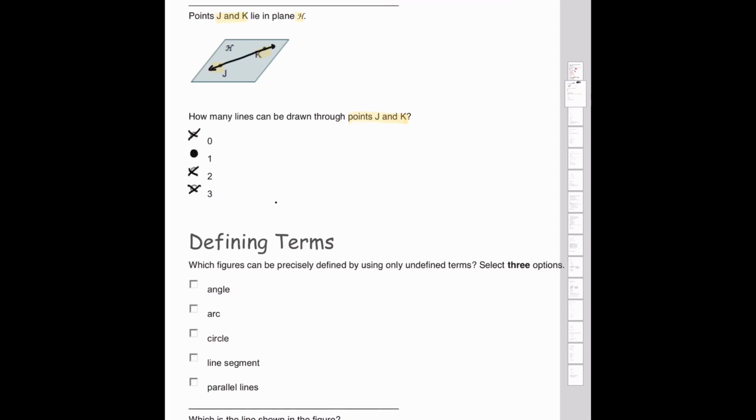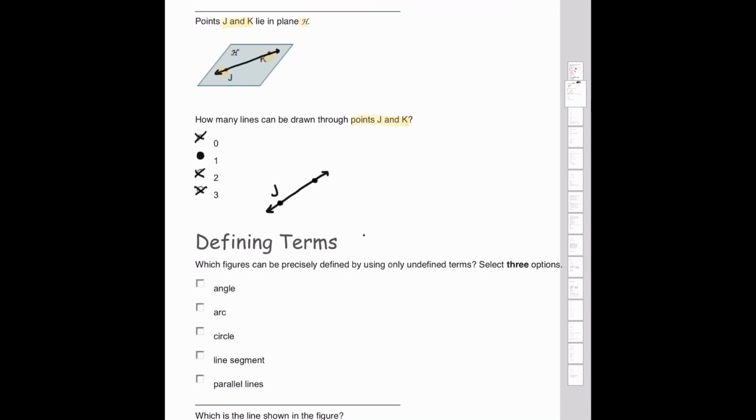I will say that again. Through any 2 points, we can draw one and only one line. In this case, this line would look like this, and could be symbolized as either line JK or line KJ. Wonderful. Let's move on.